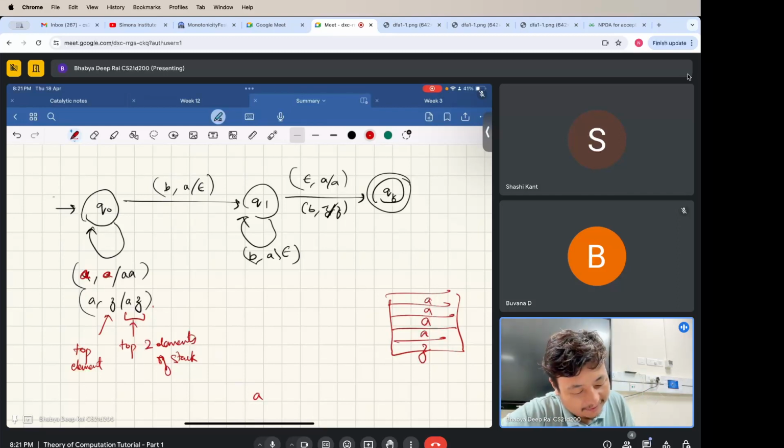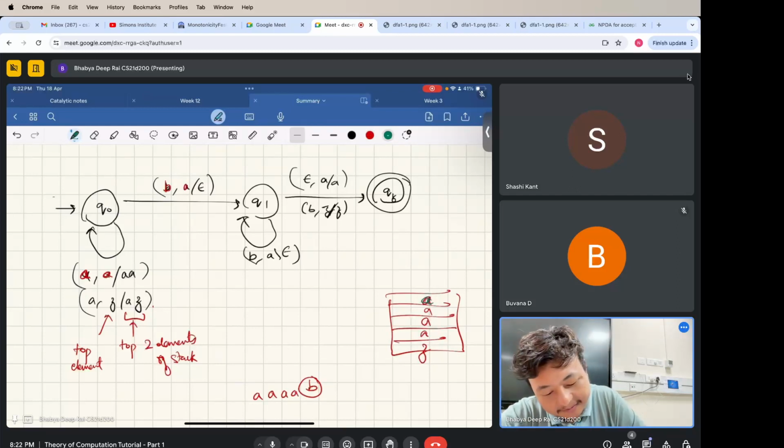So this means the string was of the form a to the n. Something newer will happen only if you start seeing a B. Now you saw a B on the input, and on the top of the stack you see an A, then what do you do? Similar to before, you're popping A and pushing an epsilon. This time you're not pushing an A, which is as good as popping A.